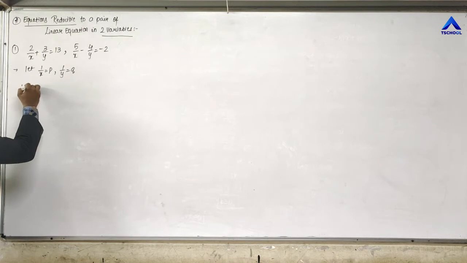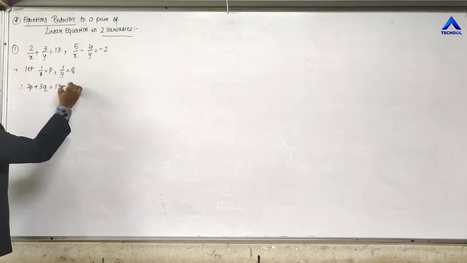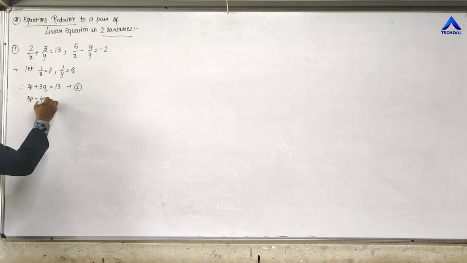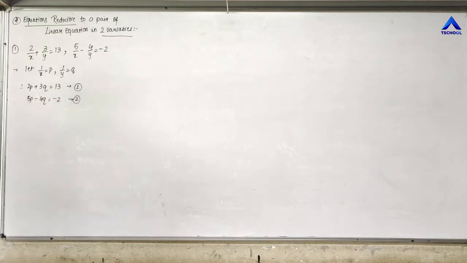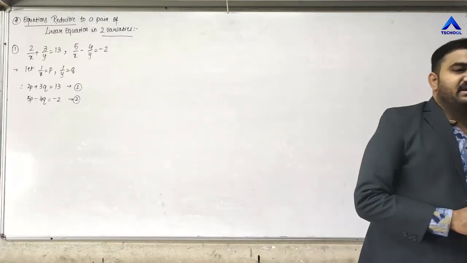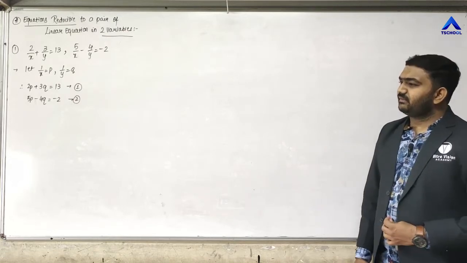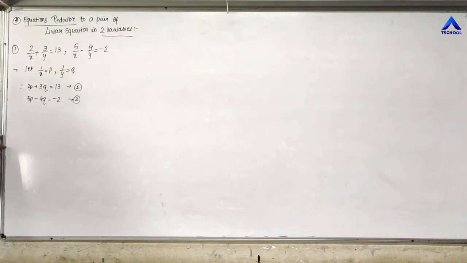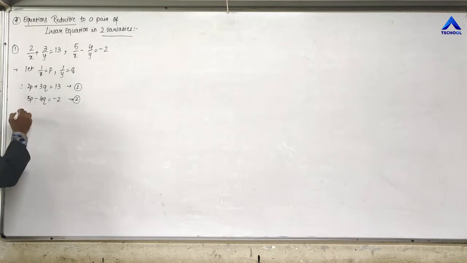I shall get, therefore, 2p plus 3q is equal to 13 and 5p minus 4q is equal to minus 2. These are the two equations that I get after substituting 1 upon x equals p and 1 upon y equals q in the given equations. Now note that, friends, these equations 1 and 2 are a pair of linear equations in two variables, right? Once I get this pair, I can solve these equations by any of the algebraic methods that we have discussed in the earlier videos or in the earlier sections, right? Therefore, let us use the substitution method here.